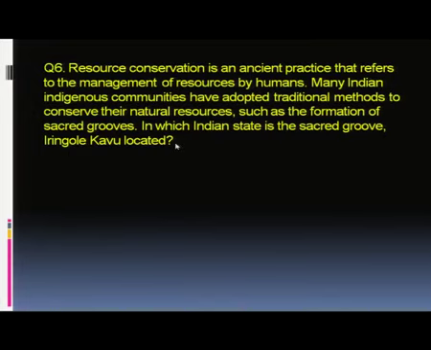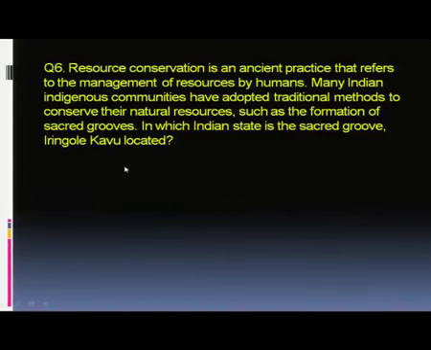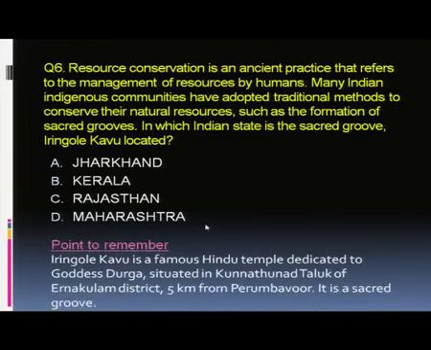Again, the sacred grove we have mentioned in the earlier question, it is a method of on-the-site conservation, in situ conservation, and sacred groves are the stretches or patches of forest tracts which are conserved and preserved by the local people because it is intricately linked with their culture and religion. So, India boasts of many such sacred groves and Iringole Kavu is also one. Let us see the options: Jharkhand, Kerala, Rajasthan, Maharashtra. So, you have to remember here that Iringole Kavu is located in Kerala. It is a famous Hindu temple which is dedicated to goddess Durga, situated in Kunnathunad taluk of Ernakulam district. It is 5 km from Perumbavoor, which is in Kerala, and it is a sacred grove.